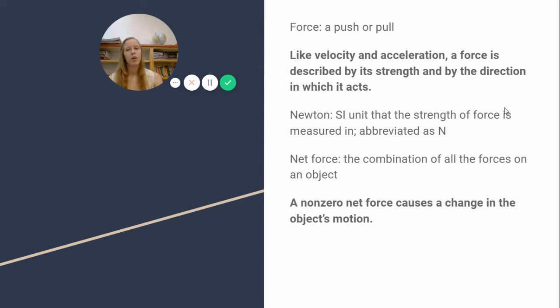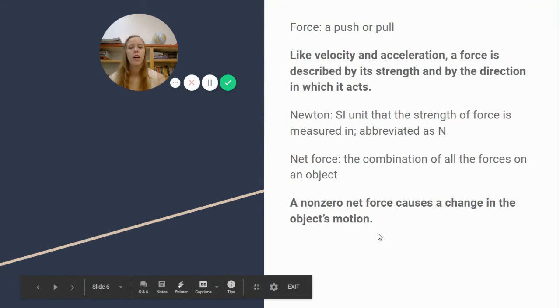What about a force? A force is a push or pull. Like velocity and acceleration, a force is described by its strength and by the direction in which it acts. A Newton is an SI unit that the strength of force is measured in, usually abbreviated as N for Newton. The net force is the combination of all the forces on an object. And then our final answer to our key question: a non-zero net force causes a change in the object's motion. So if it's not 0, it's going to cause a change.